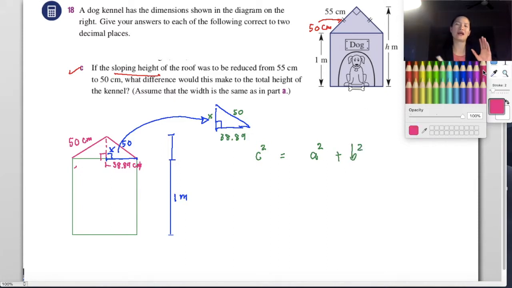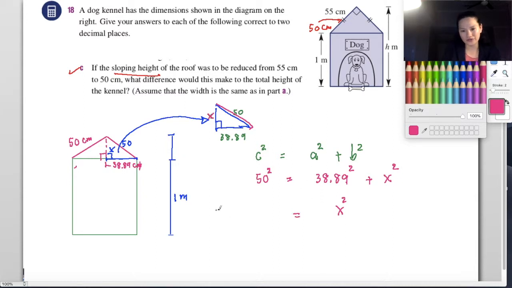You can see many ways to solve the question. We know that c is 50. So 50 squared equals a squared, which could be 38.89 squared, plus b squared, which we don't know. So this one is b, or we could call it x squared. So how do we find x squared?